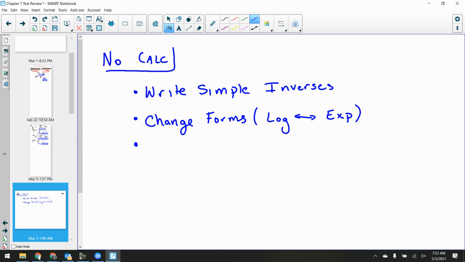Now, this next bullet point is going to cover a lot of different information. Log rules. That means, how do I simplify with addition? How do I simplify with subtraction? How do I simplify with powers and all of that stuff? What are the special rules to simplification?